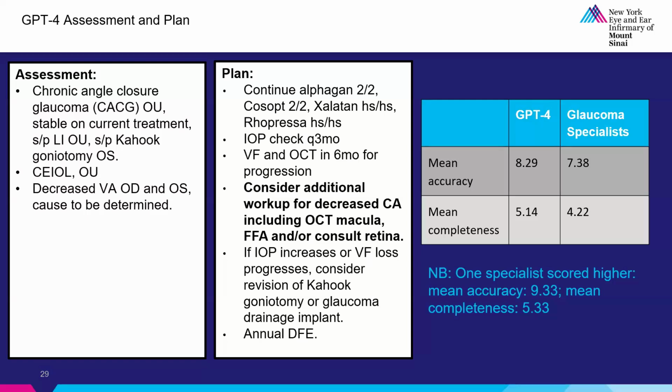But it did also mention to consider additional workup for the decreased visual acuity, possibly an OCT macula, FFA or FA, or consulting retina. Here again, GPT-4 had a slightly higher rating on the Likert scale, with a mean accuracy of 8.29 compared to 7.38, and a mean completeness of 5.14 compared to 4.22. Again, there was one additional specialist who did score higher compared to GPT-4.